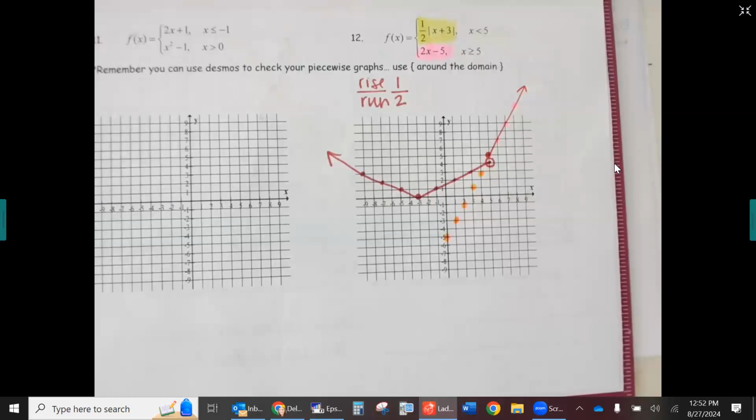Did I do it wrong? You look confused. -5, right, is here. And then 2/1, 2/1, 2/1, 2/1, and then my graph picks up. Good?